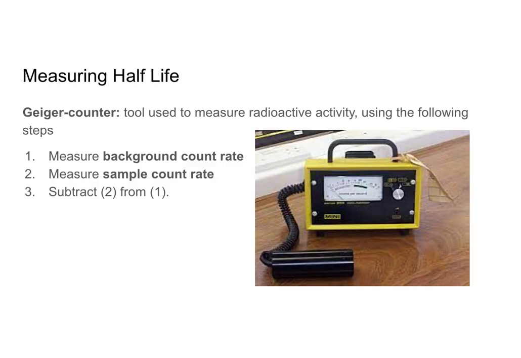Now, how we measure half-life is using a tool called a Geiger counter, which you can see pictured here on the right. The Geiger counter measures radioactive activity by doing the following. First, it's going to measure the background count, because there is always nuclear decay happening all around us. So that Geiger counter is going to measure how much nuclear decay is just happening in the environment. Then I'm going to say, okay, what's the decay rate when I hold this right over my sample? And when I subtract the background count rate from the sample count rate, I will get the amount of radioactivity going on within just my sample.